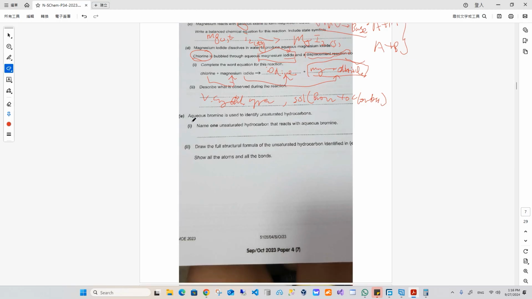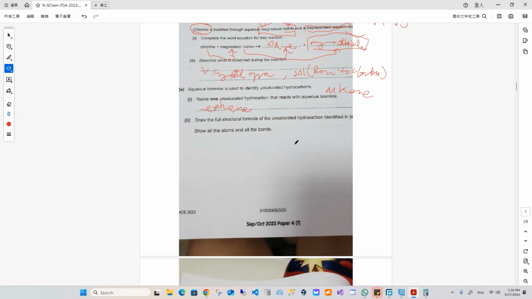Aqueous bromine is used to identify unsaturated hydrocarbon. Name one unsaturated hydrocarbon that can react with bromine. This is to test alkene. Anyone will do, so just choose ethene. Ethene means two carbons with a double bond chain.